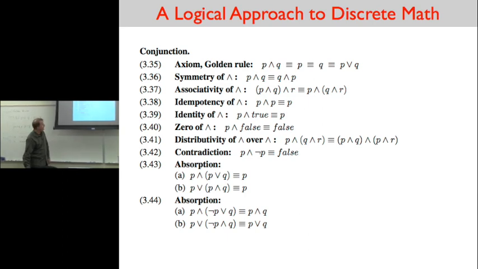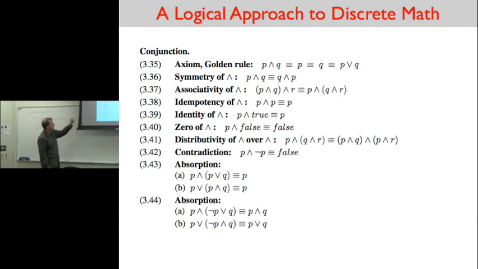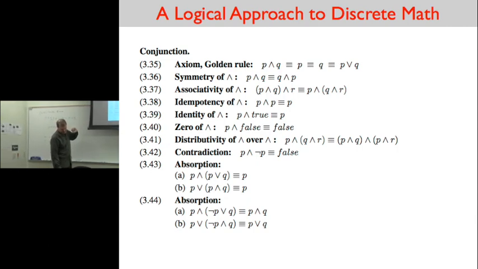Okay, and now 3.37 is the associativity of and, and you're going to prove for me 3.38, idempotency of and. That was a strange word. Look, what did we just learn about idempotency? What other operator is idempotent? Or was idempotent, right? But now what does 3.38 tell us? And is also idempotent. Those are the only two.